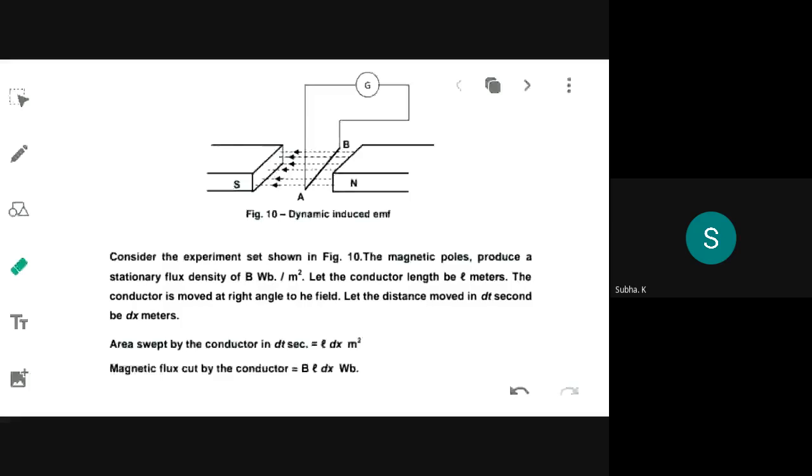There is a diagram that I'm showing. Are all able to check it out? So what arrangement does that figure represent? South pole, north pole, dynamically induced EMF. You have a magnetic field generated by these north and south pole magnets. The flux lines run in between them, and you are using a coil like a conductor, and the length of the conductor is L meter, and you are setting this into rotation.